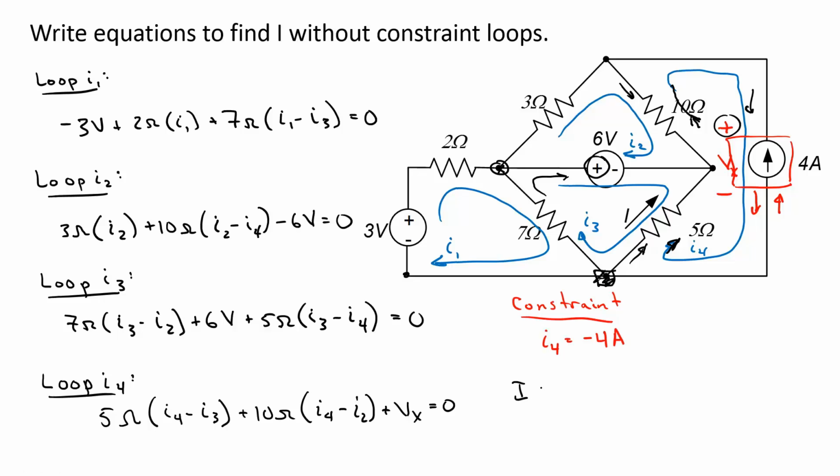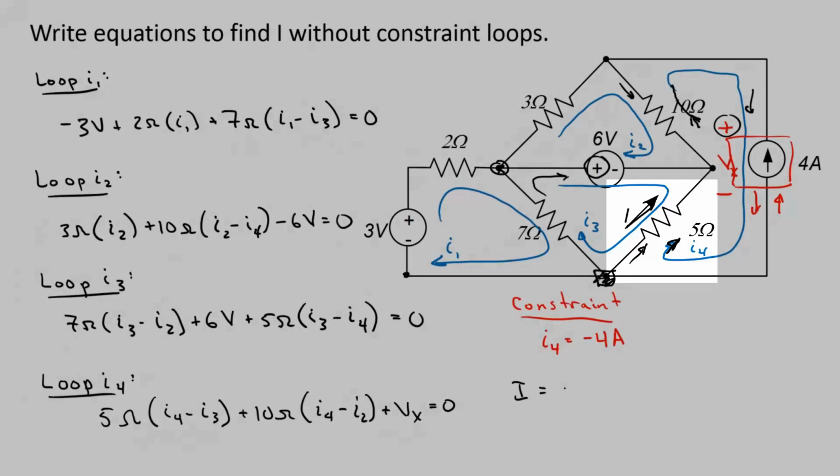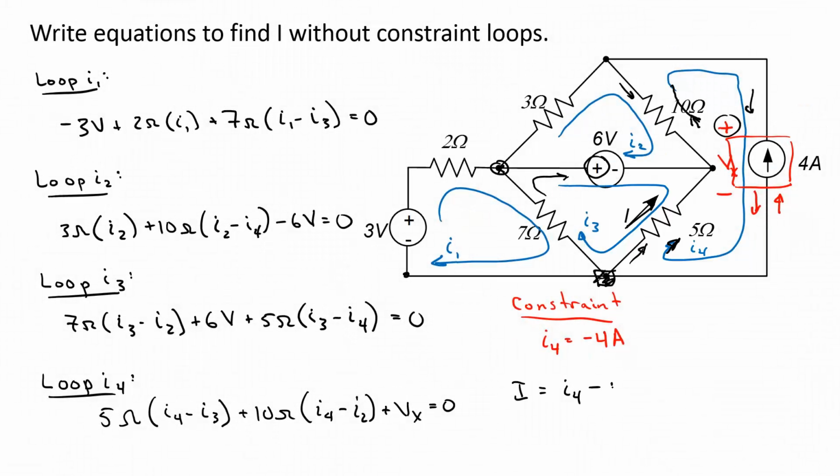Finally, I need an equation for I. I is just equal to the sum of the currents through the 5 ohm resistor with this being positive, so I is equal to I4 minus I3.